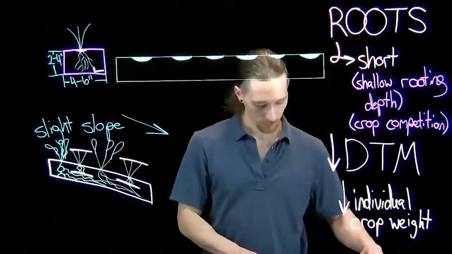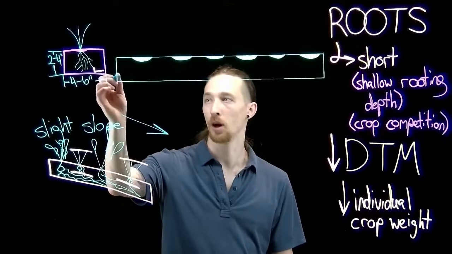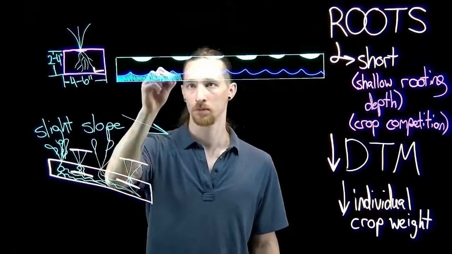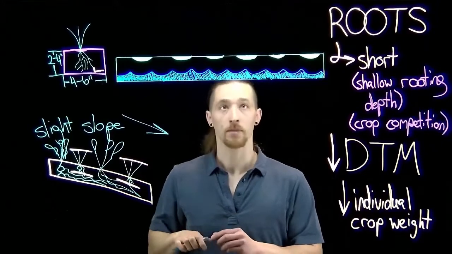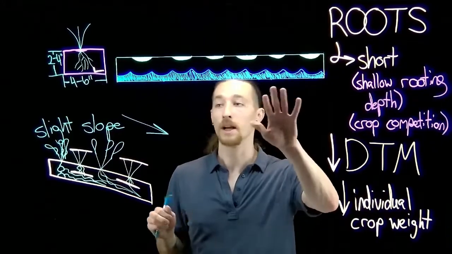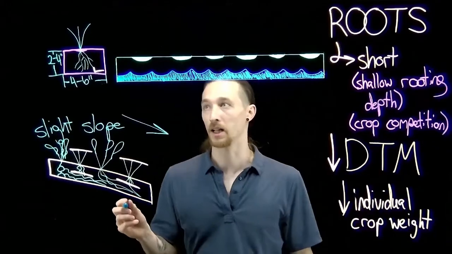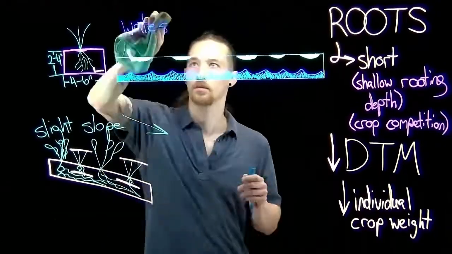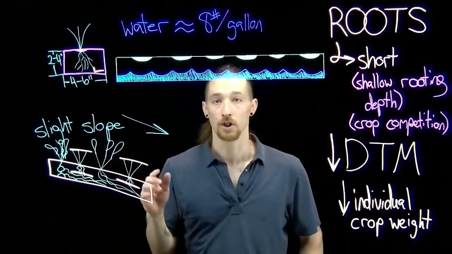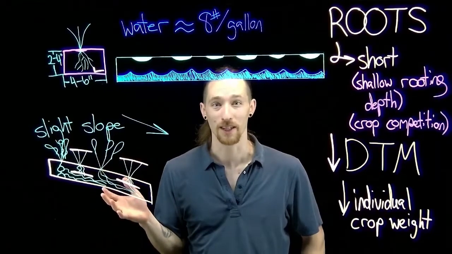With nutrient film technique, there is of course this film of water flowing through each channel. So water is pretty heavy. Even with a thin film, it weighs about 8 pounds per gallon, so this is already increasing the weight of this structure. But then of course, you want to actually put some crops into it, right?